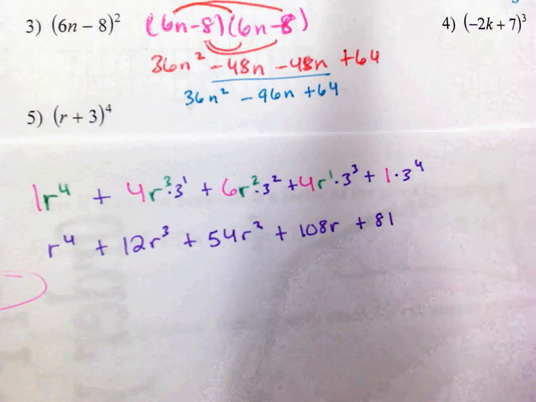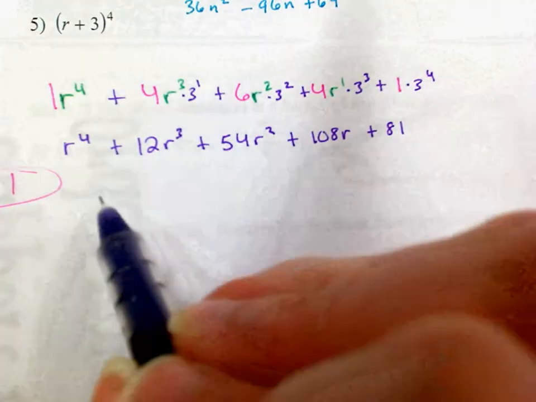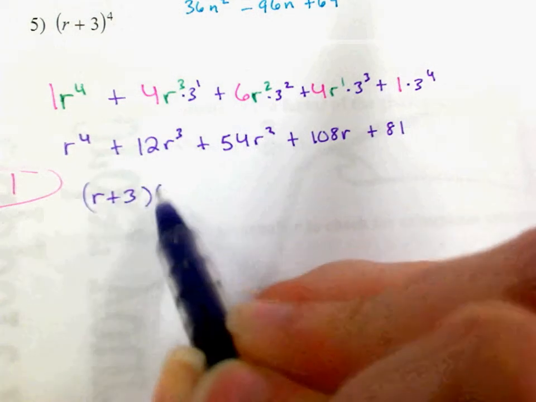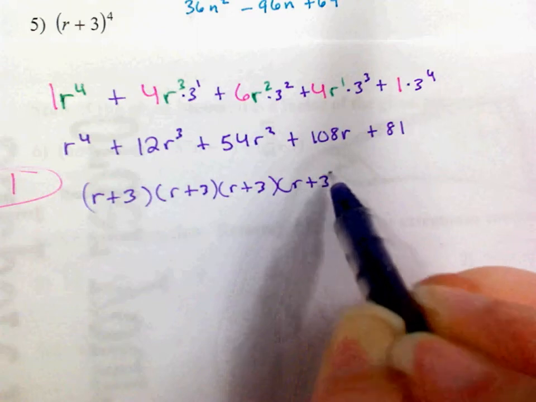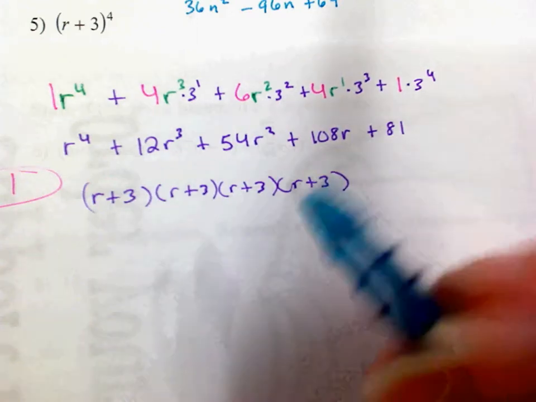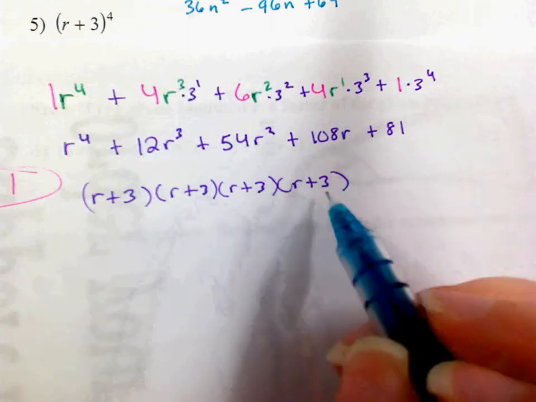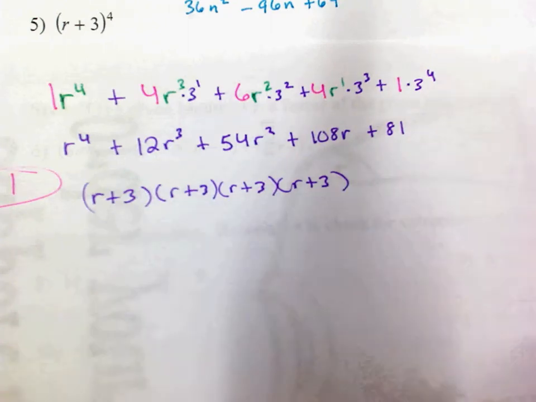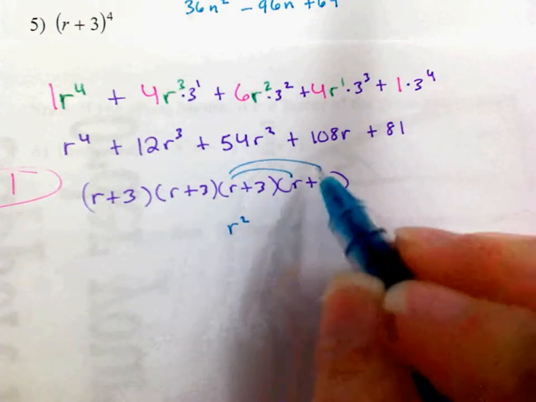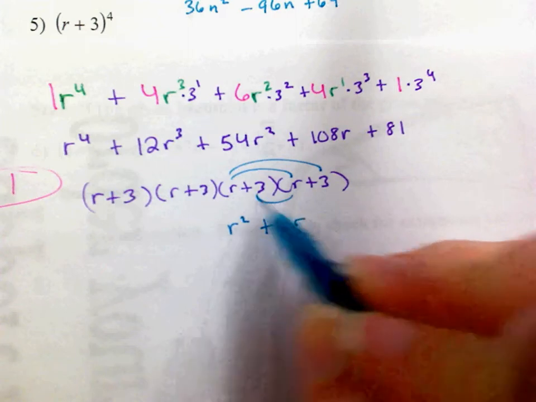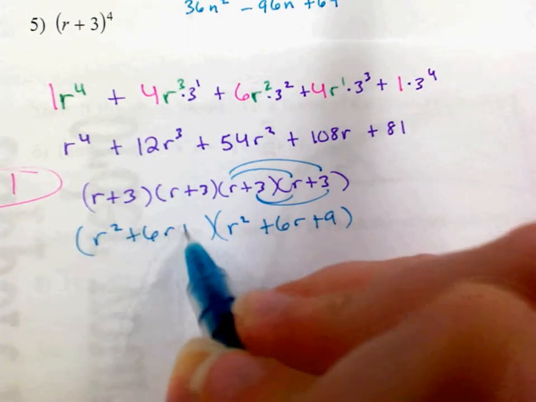Okay, so now I'll show you the other way. The other way is to multiply r plus 3 out by itself 4 times. Okay, so you have a couple different ways to do this. One is to FOIL out 2, and then FOIL them out with each other. Or FOIL out 2, and then FOIL out another one, and then distribute another one. I'm going to go ahead and just say r squared plus 3r plus 3r is plus 6r plus 9, and multiply that times itself. So that's those two as well.